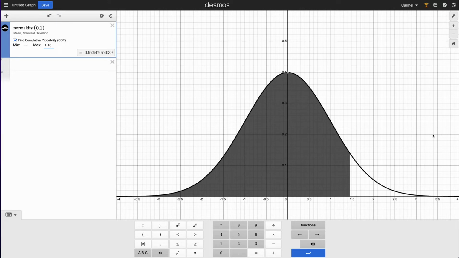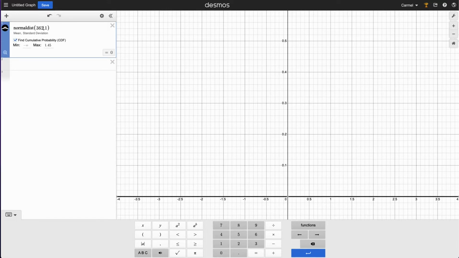You can also work with the mean and standard deviation not being 0 and 1. So suppose you know that the mean infant weight at birth is 3,626 grams. Let's put that in. And let's assume that the standard deviation is 541 grams. So right now, I'm going to press the zoom fit again.